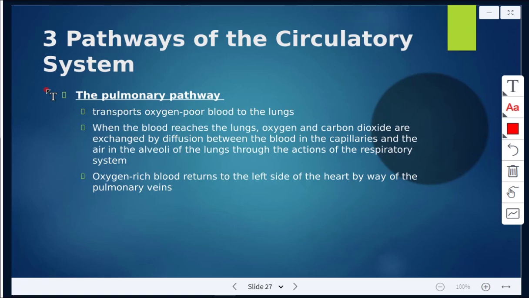The pulmonary pathway is the transport of oxygen-poor blood to the lungs. When the blood reaches the lungs, oxygen and carbon dioxide are exchanged by diffusion between the blood in the capillaries and the air in the lungs. Then oxygen-rich blood returns to the left side of the heart by way of the pulmonary veins.